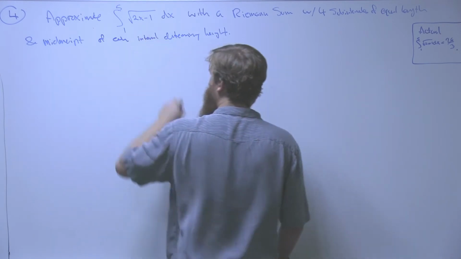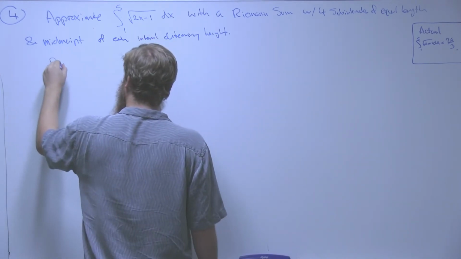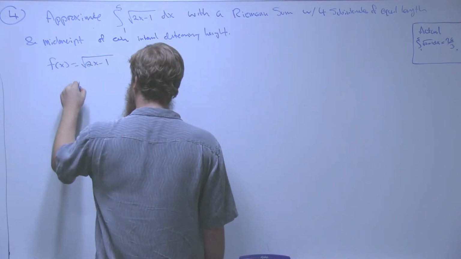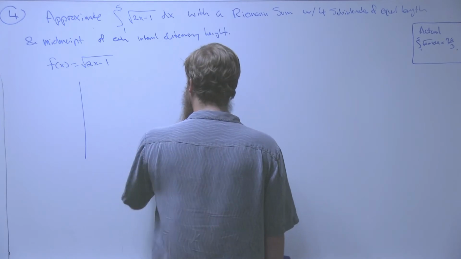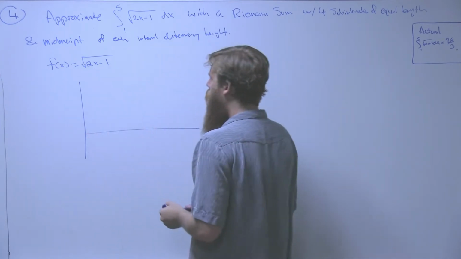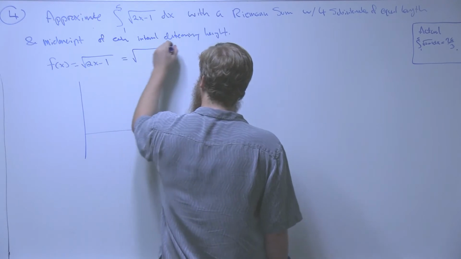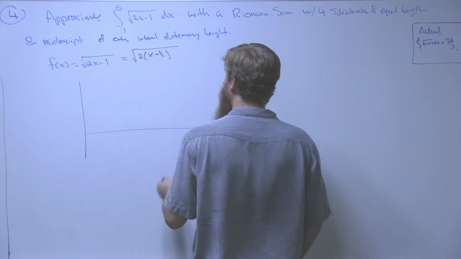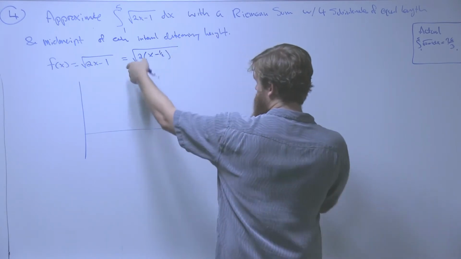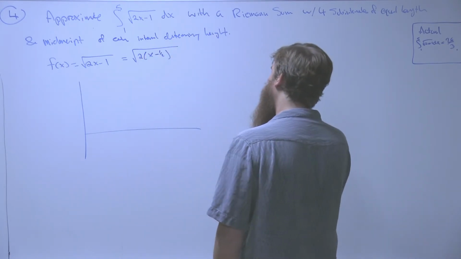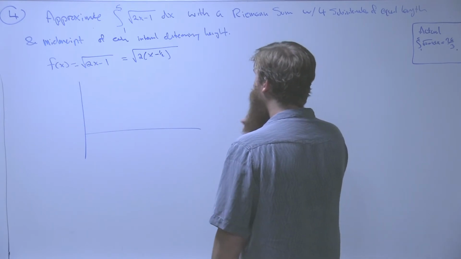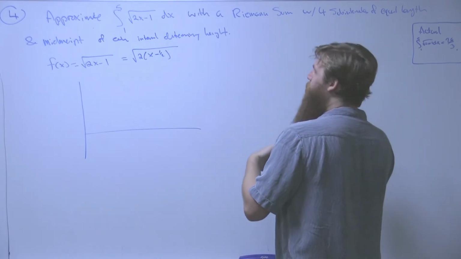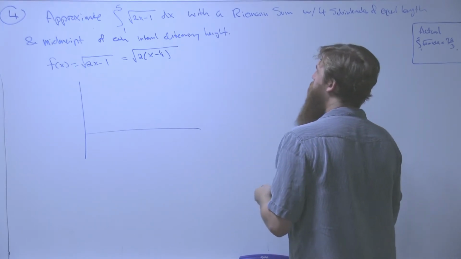First, let's graph this function. Always helps to have a nice picture. We're looking on the interval 1 to 5. The square root of 2x minus 1 can be understood as the square root of 2 times the square root of x minus 1/2, but that's not especially useful. What we know is that this thing has the shape of the square rooting function dragged to the right by 1/2 and scaled horizontally by 2.